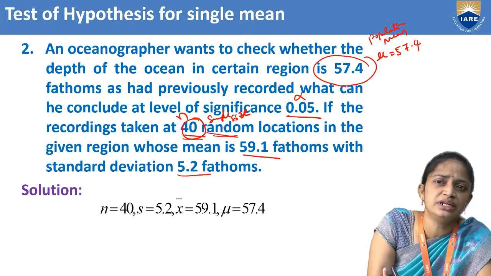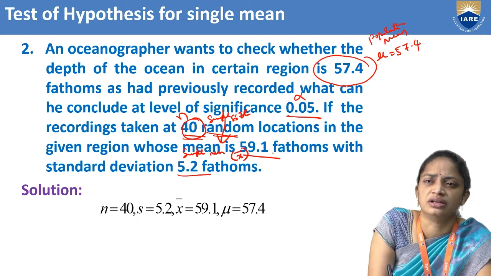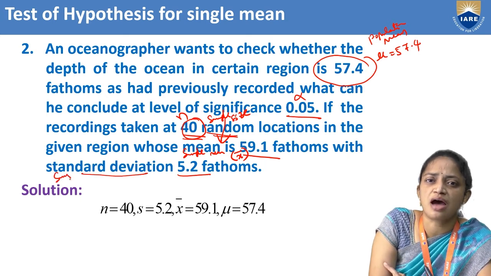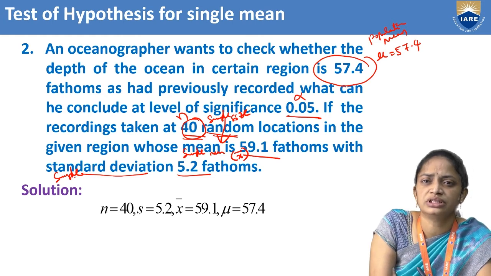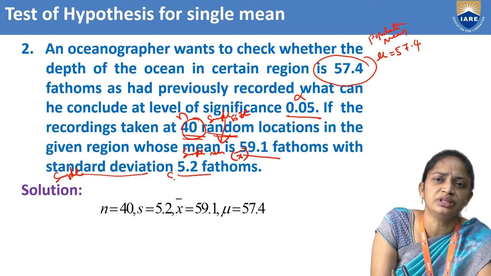In the given region, whose mean, that is the sample mean, is denoted with x bar. Here they have given x bar equal to 59.1, and with standard deviation, which is the sample standard deviation. So first the sample size comes, after that the sample mean, and after that the sample standard deviation, which is denoted with s.